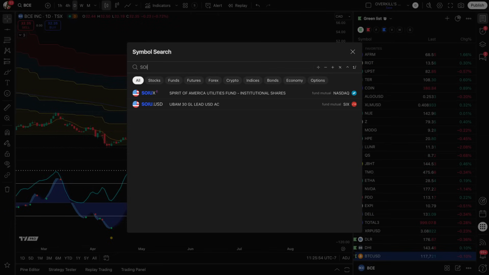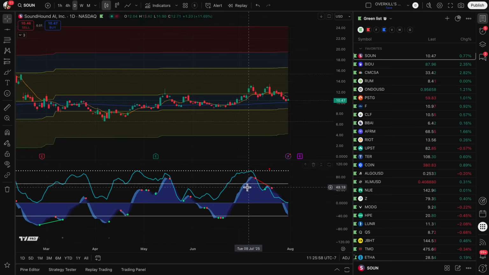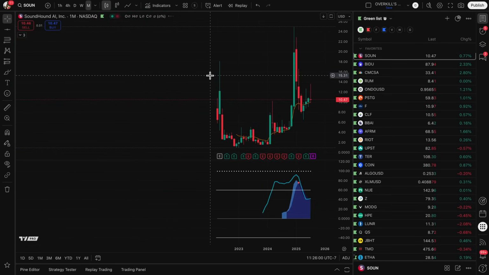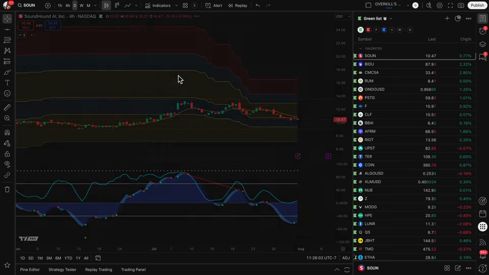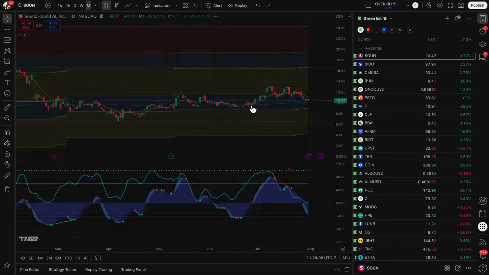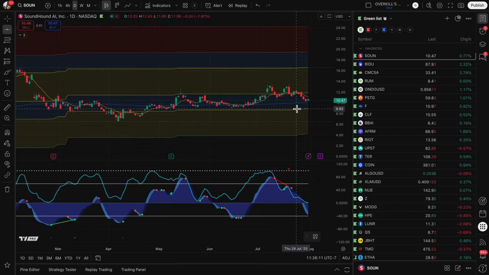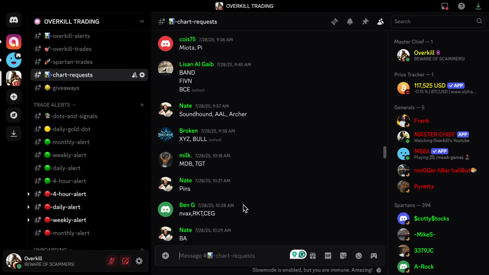We got SoundHound, S-O-U-N. That one's green dot faded there. I still like this one above 10 bucks. Watching for a daily. I know the green dot did show up for a minute, but it faded away. So you really want to make sure this one holds on to support. I mean, support's all the way down here at like 9 bucks.